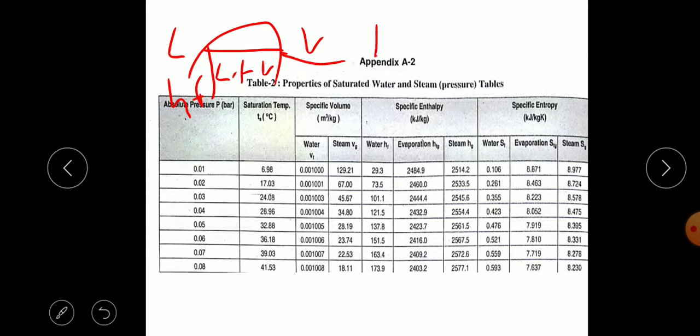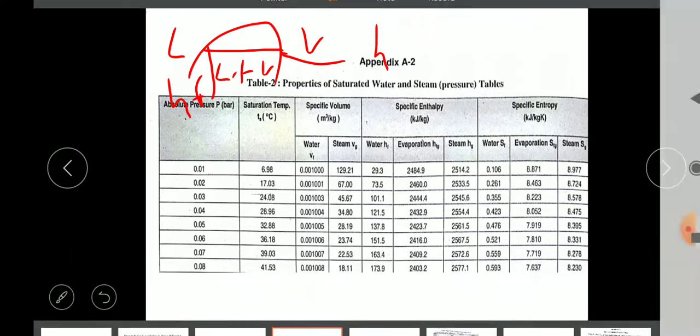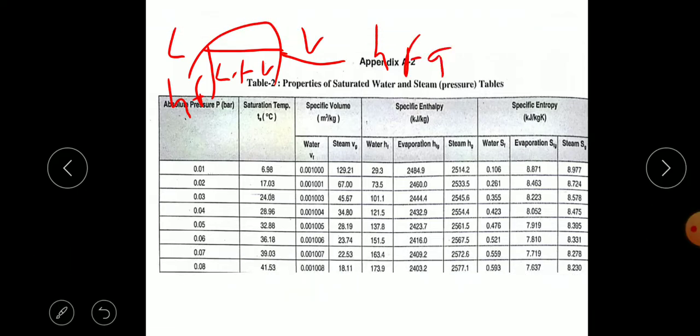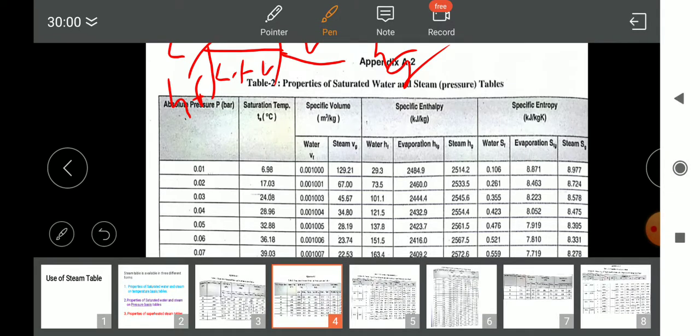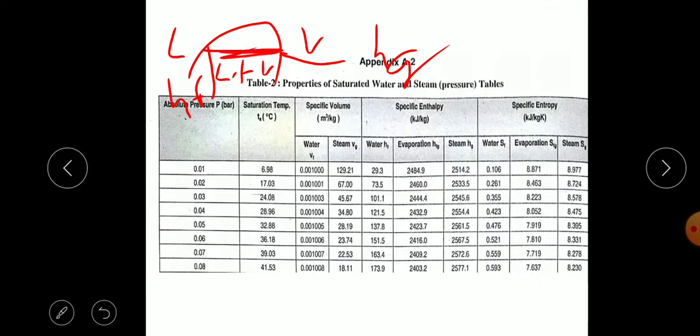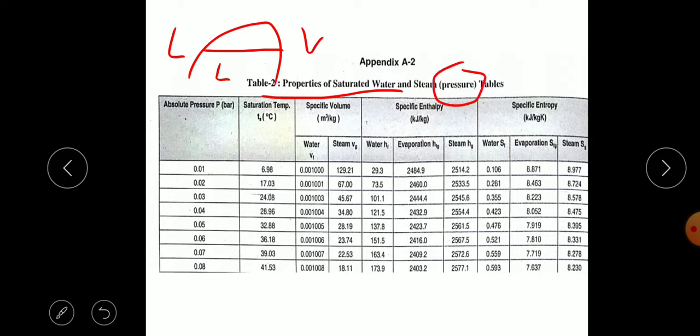At this point we consider HG. At this point it is totally vapor, and the region between is the HFG. So we can see here the second table is with respect to the properties of saturated water and steam on a pressure basis. Sometimes in numericals the pressure of the steam is given, so we find the corresponding properties of the steam.